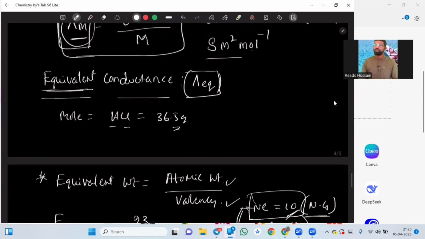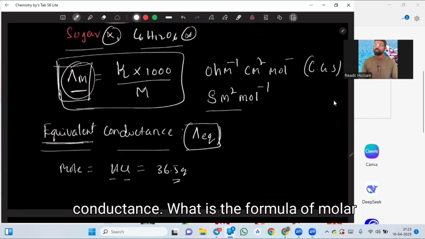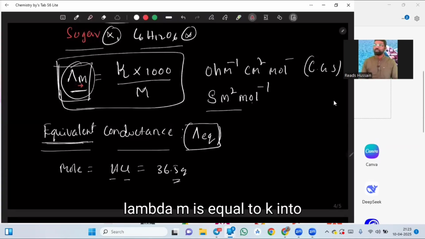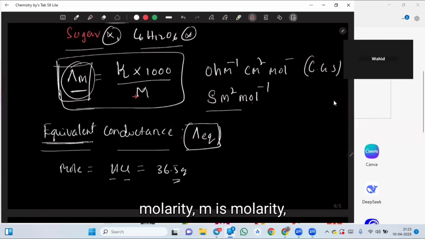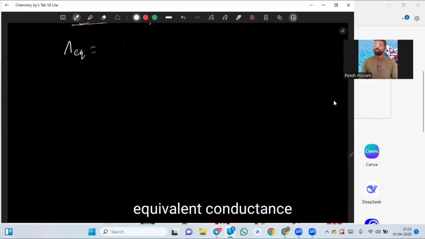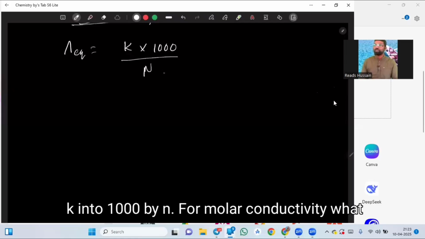Just a few minutes back, we discussed the formula of molar conductance. What is the formula of molar conductance? Molar conductance lambda m is equal to kappa into 1000 by M, where M is molarity. Now, note down the formula of equivalent conductance. Equivalent conductance is equal to kappa into 1000 by N.